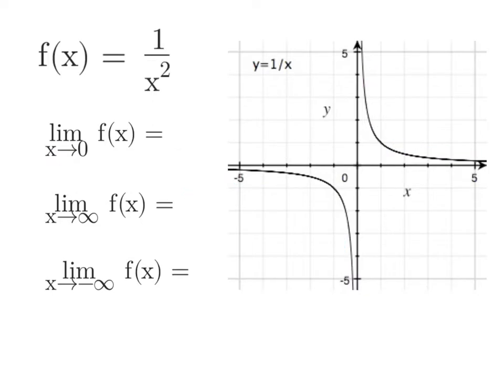We've also taken a look at 1 over x squared, and we saw that its graph changes. This is the graph of 1 over x. But when we have 1 over x squared, what was negative now becomes positive. And that just means that the limit as x approaches 0 now is going to be infinity. However, those limits as x approaches infinity are both going to be 0 because they approach that x-axis on either side.